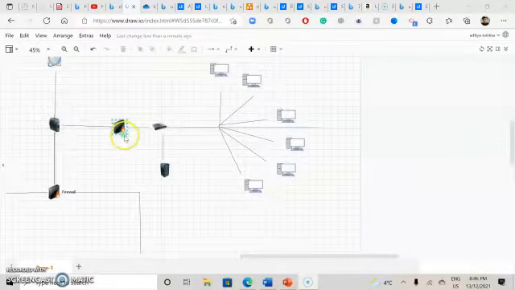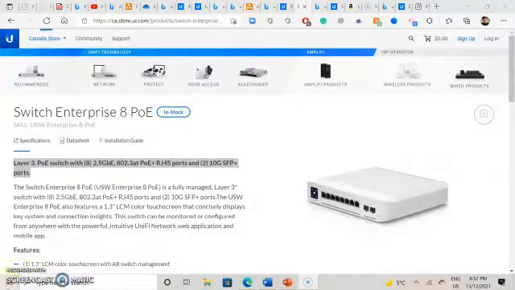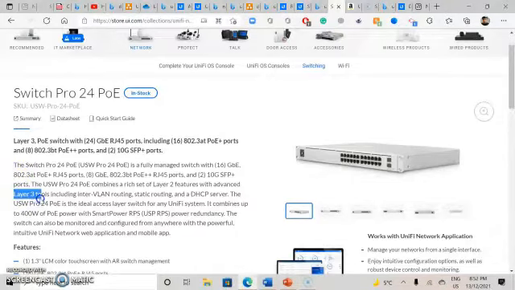Over here, the modem is connected to the firewall. Basically, the firewall service is provided by the administrator, and the modem and the firewall are connected through a Cat6 cable. I've used a 75 feet Cat6 cable, and I've used a Ubiquiti Switch Pro over here. It has 24 ports, and it is fully managed with RJ45 connectors. And it is a layer 3 switch, and it helps in inter-VLAN routing, static routing, and DHCP server.